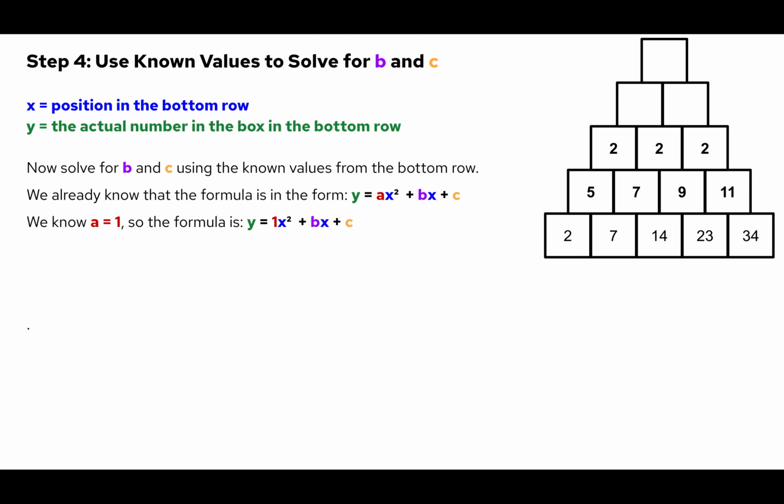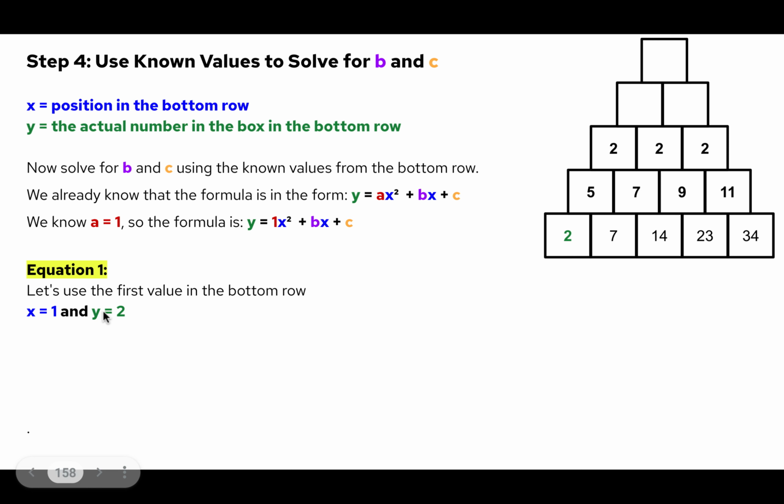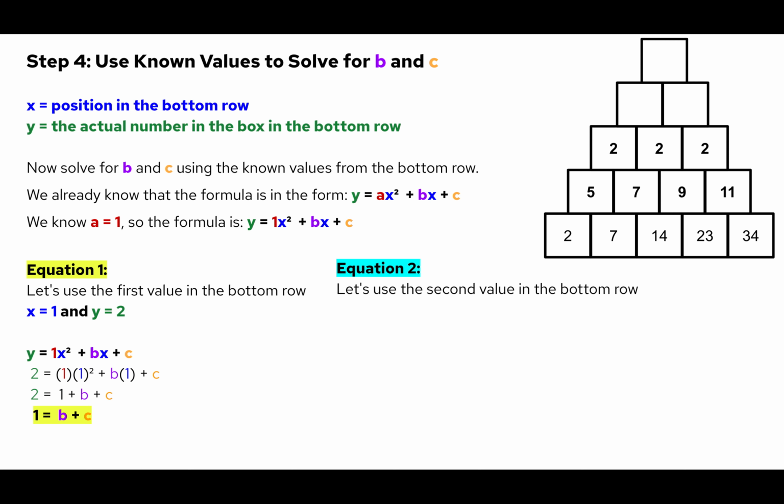Okay, so we already have our formula. And again, we're going to replace the a with 1. So here it is. Okay, so let's use equation 1 to find the first value of the bottom row. So here we have, again, x is 1 because it's our first value, and the actual value is 2. So here we go. We're going to replace our y with 2 because that's the actual value in the square, and x with 1 because it's the first position. And we simplify it and we end up with 1 equals b plus c.